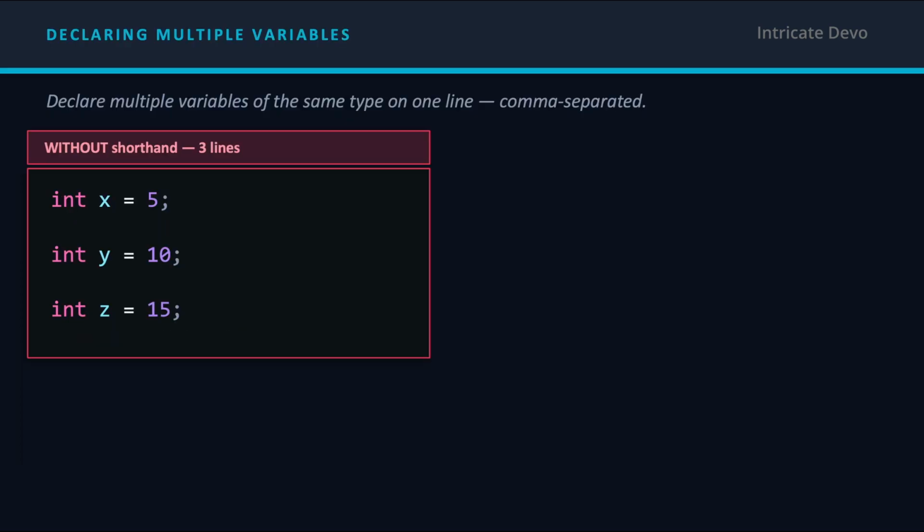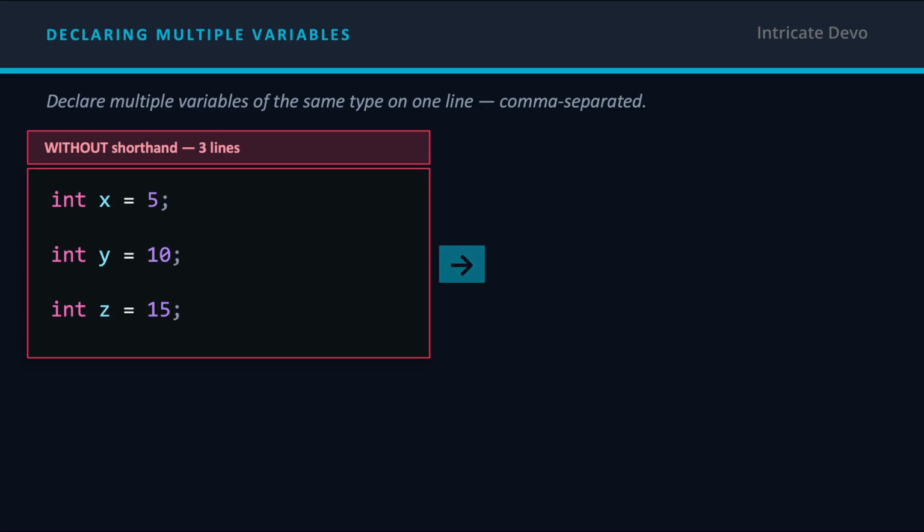Here's a really handy shortcut Java gives you. Let's say you need 3 integer variables x, y, and z. Without the shorthand, you'd write 3 separate lines. int x = 5; int y = 10; int z = 15;. That's fine, but it's a bit repetitive, right? You're typing int 3 times.